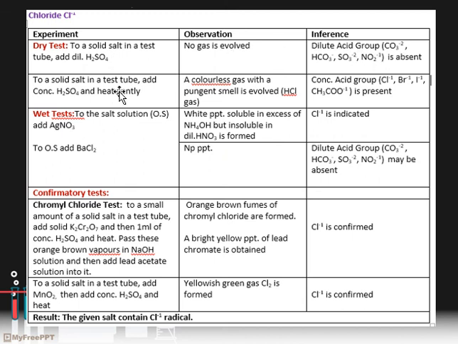Then we will add concentrated sulfuric acid. If we get some gas, we can see the gas coming out of the test tube. It means the concentrated acid group is present and we can have these radicals. Now we will do the test to identify which of these radicals is actually present in that salt. For that we can go for a wet test, or if we have any special confirmatory test for that radical, then we will do that.